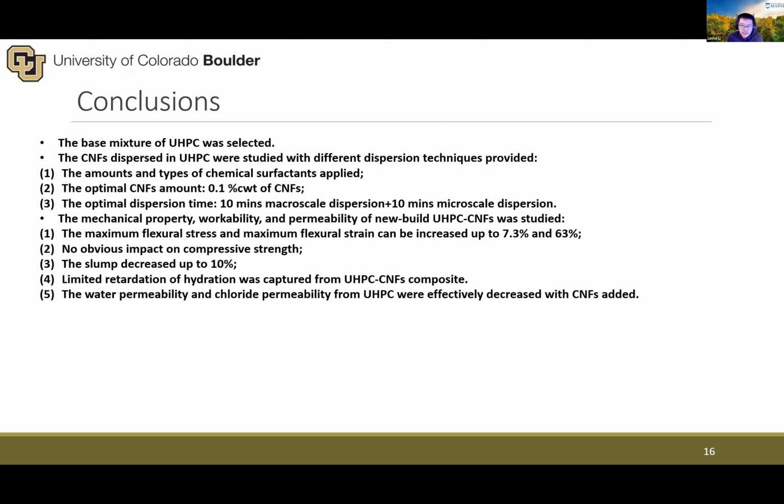After we delivered what we call the optimized UHPC carbon nanofiber composites, the mechanical properties, the workability, and also permeability were studied. The flexural performance can be increased with no impact on the compressive strength, only a 10% decrease of the slump was captured, and also only around 10 minutes of retardation of hydration was obtained. Finally, the water permeability and chloride permeability were efficiently dropped because of the involvement of carbon nanofibers.